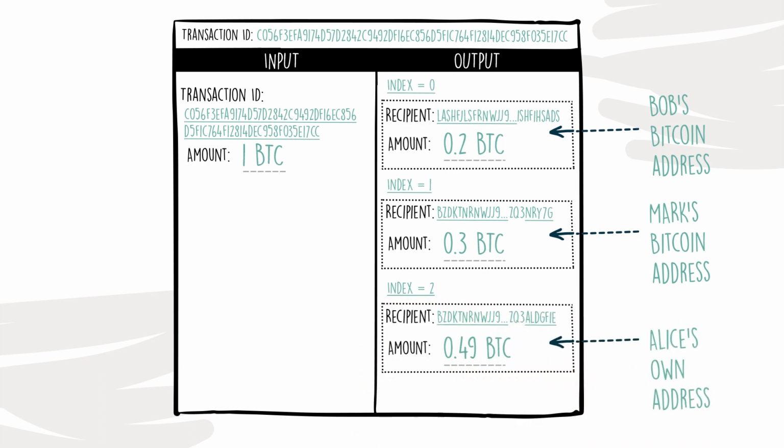Since this transaction has 3 outputs, it also has an index field here: 0, 1, and 2. The next time Mark wants to spend these 0.3 Bitcoins, he can refer to this money he's been given by Alice by using the transaction ID combined with this index number.